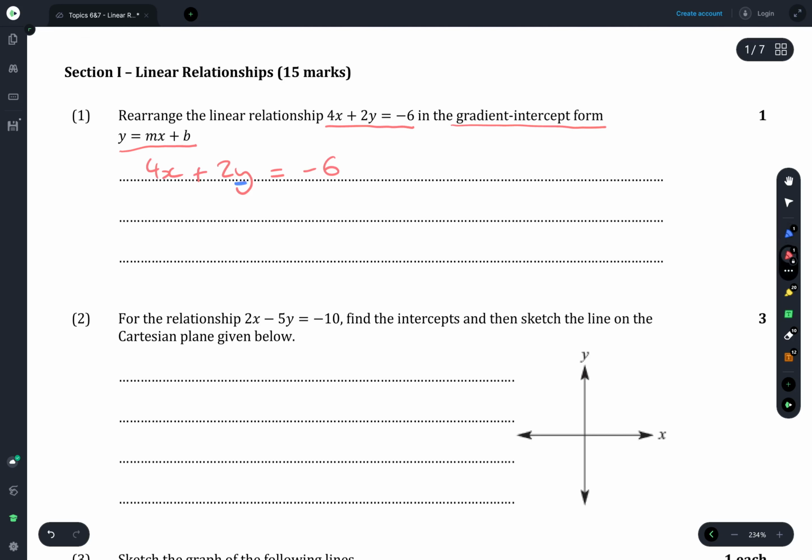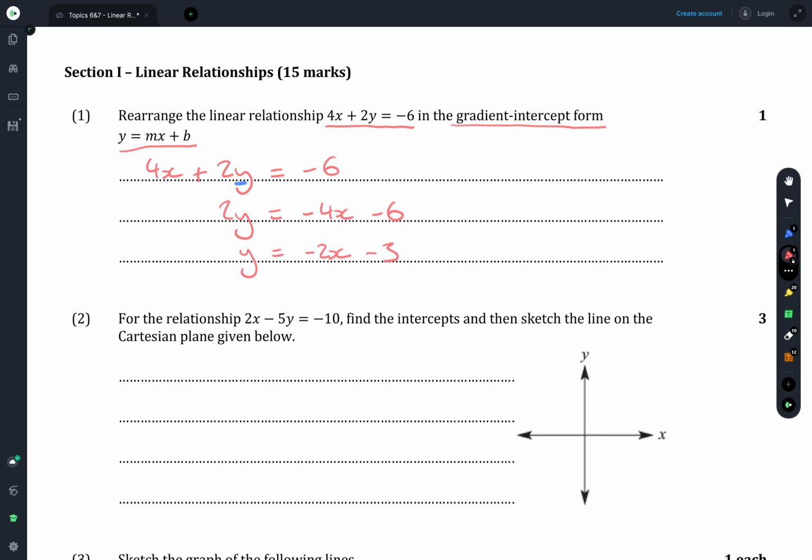So the first thing we want to do is move that 4x to the other side. The opposite of plus 4x is minus 4x, so we're going to subtract 4x on both sides. So we have 2y equals negative 4x minus 6. Now that we've done that, we obviously now just want to get rid of that 2, so we're going to divide everything by 2. So we have y equals negative 4x divided by 2 is negative 2x, and negative 6 divided by 2 is negative 3.